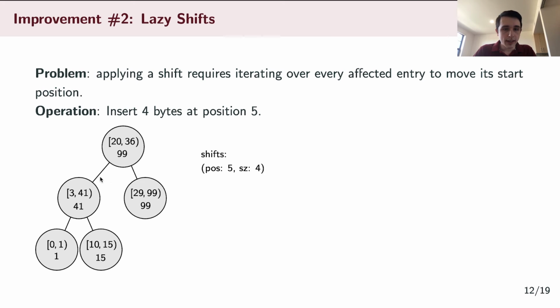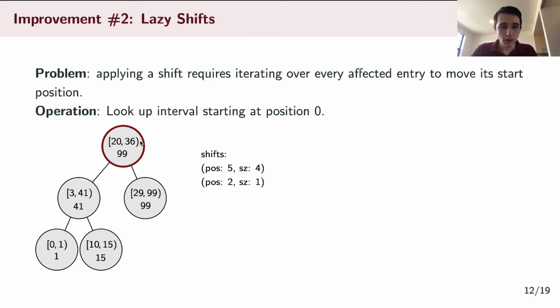So if we get, let's say, an operation that says insert 4 bytes at position 5, we don't actually do anything about this. We just insert it into a list of shifts, sort of pending shifts. We maybe get another operation that inserts a byte at position 2, and then again, we just insert it into our list of shifts. And now, only when we start doing the lookup do we start reading nodes and having to apply our shifts. So when we view this node, before we read any of its data, we need to make sure it is up to date with respect to our pending shifts.